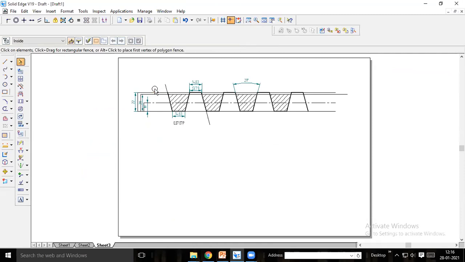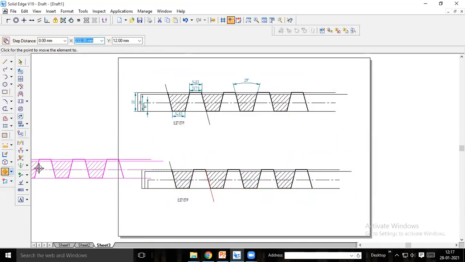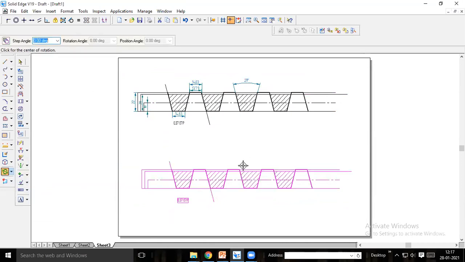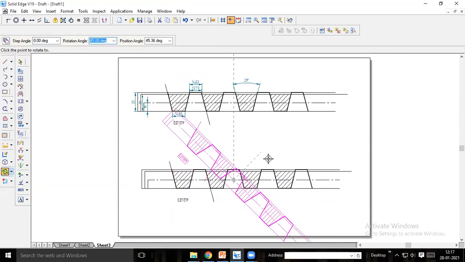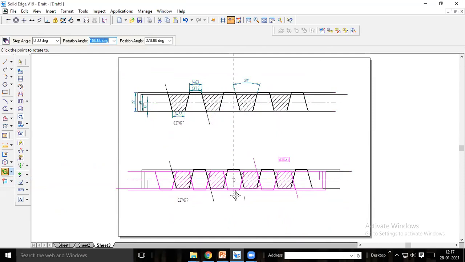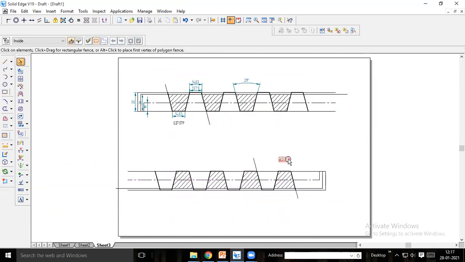Once you draw this, in order to get the profile, in order to draw this internal thread, because internal and external have the same profile, what you should do is move this from the center point. Then rotate this. Take one of the points on the center with a vertical line, turn on the copy mode and rotate. Like this you have to do.